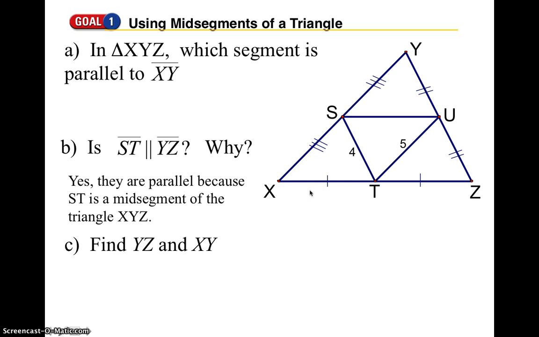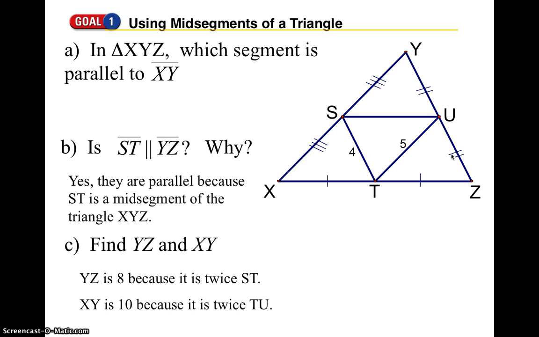Okay, and let's see if we can find YZ. Well, YZ, we just said it's parallel to ST, so it must be twice as long, so that must be 8. And then XY must be 10 because it is twice UT.